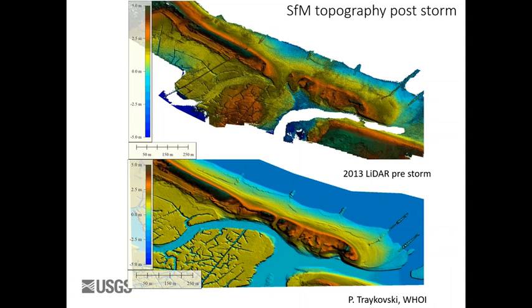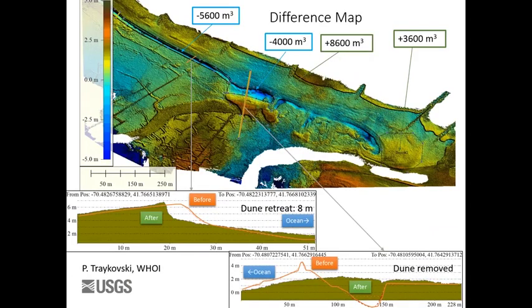And then the great thing about that is you can do a difference map. So this is a crude difference map between the LiDAR as the before map and the structure from motion map from the drone afterwards. But you can see the dune. This is the ocean side. This dune lost all of this material here and washed over.